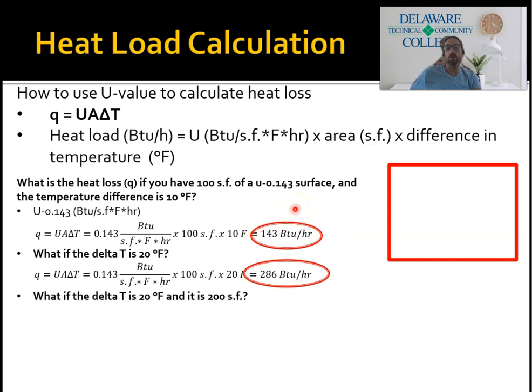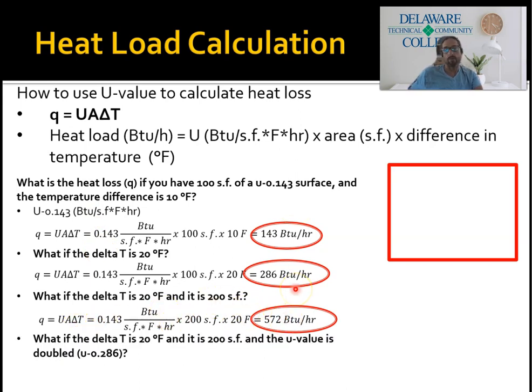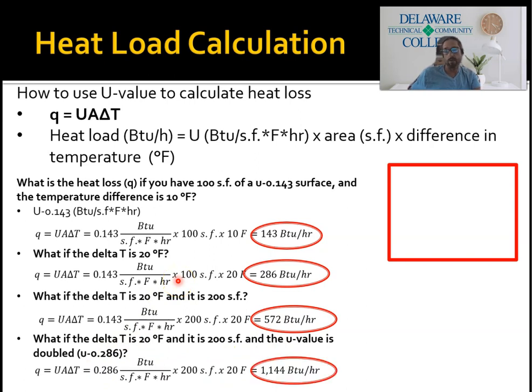What if it's 20 degrees and 200 square feet? So now it's the same U, times 200 times 20, 572. What if the delta is 20? And what if we increase the U to 0.286? What's the heat loss going to be? Again, just UA delta T. 0.286, 200 times 20. Again, the heat loss is going to go up.